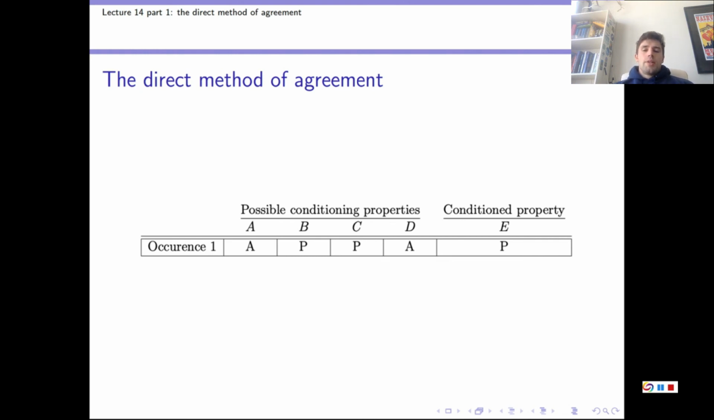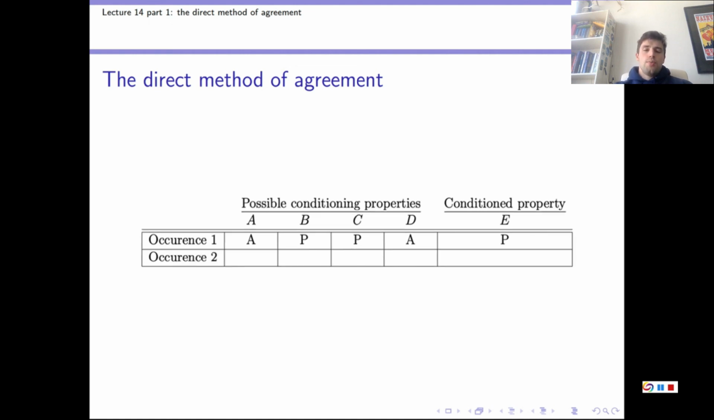Now, your job is this, to suggest one other occurrence that would rule out all but one conditioning property. So you have to fill in occurrence 2, such that after occurrence 2, only one possible conditioning property can be a necessary condition for E. So let's pause for a question.